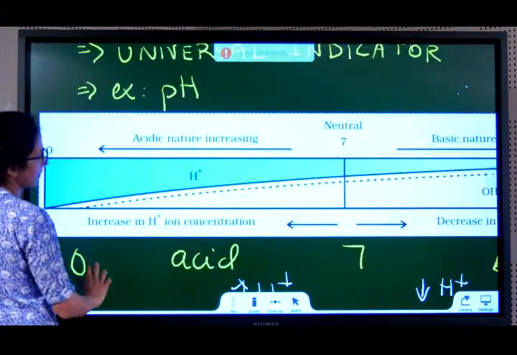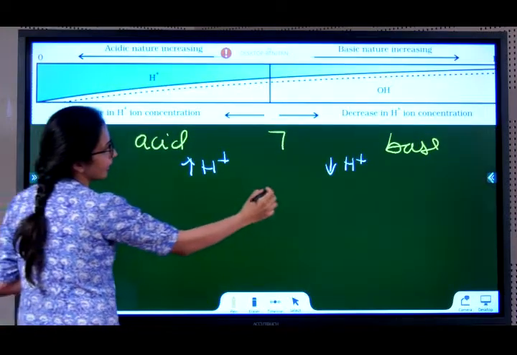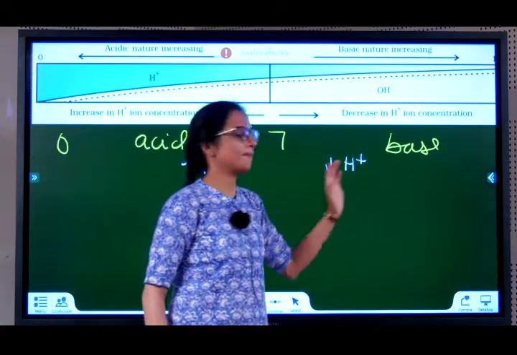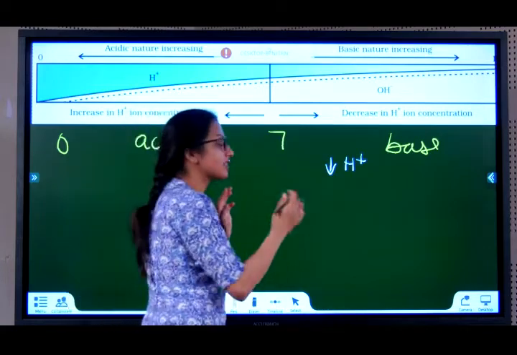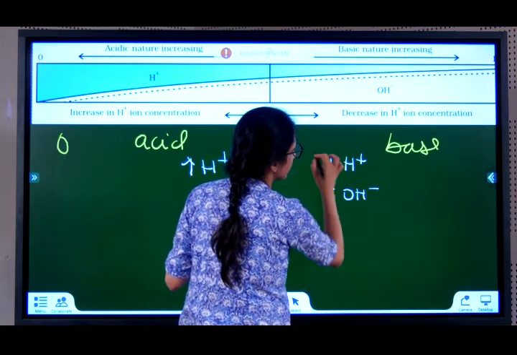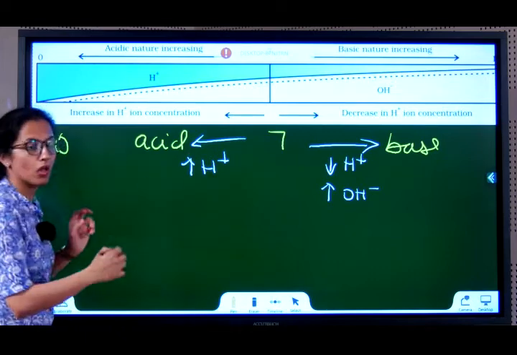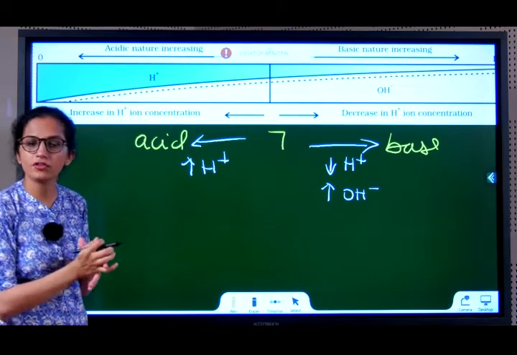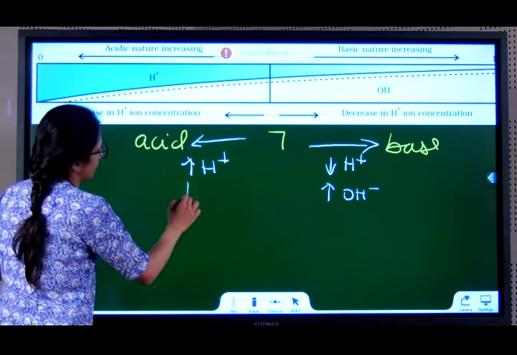What can you say about the OH minus ion concentration? If I am going from 7 to 14, the base value is increasing. It's a base, the basic value is increasing. That means it's more basic. I can say there is an increase in OH minus if I am traveling from here to here. If I am traveling from 7 to 0, what is happening to the OH minus concentration? It's acidic, more H plus, less OH minus.